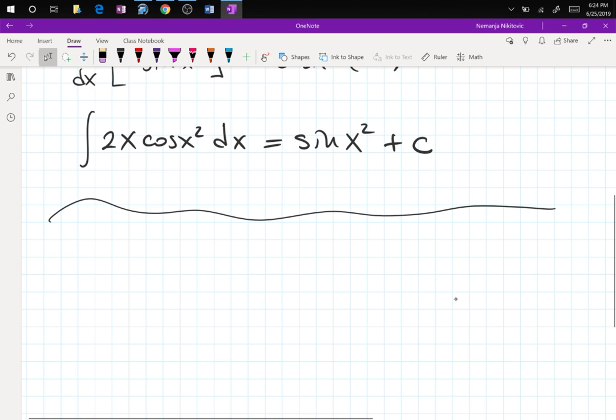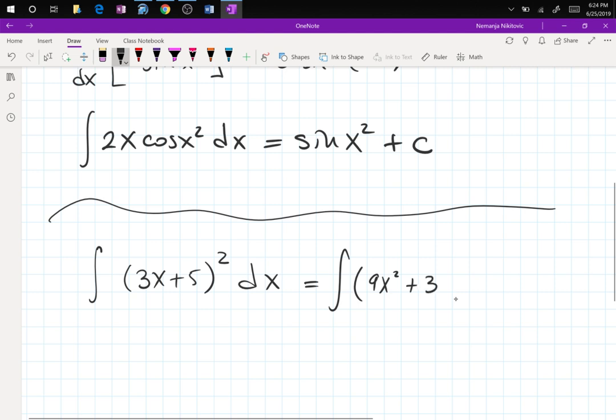Now, before we do the technique, let's say you have the integral of 3x plus 5 squared dx. Something like this you already know how to integrate, because you can just square the content of the parentheses to get 9x squared plus 30x plus 25, close parenthesis, everything dx.